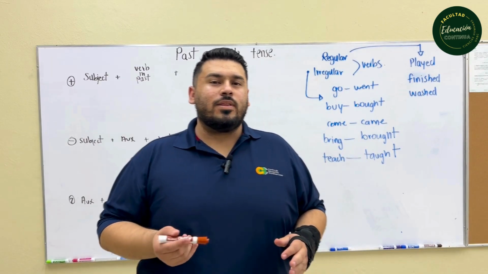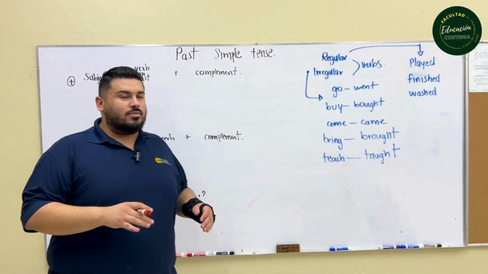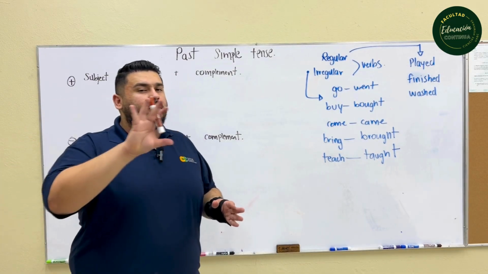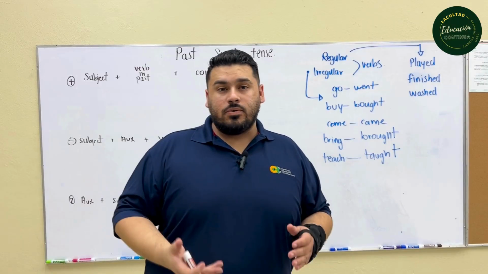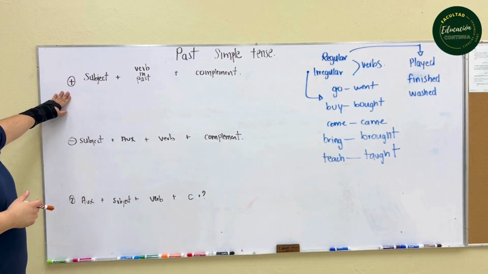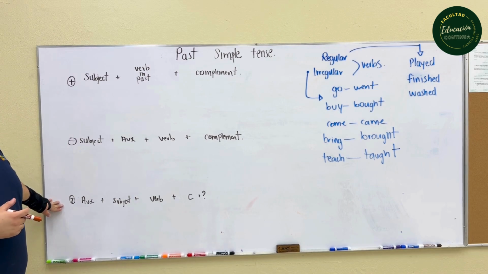Okay, guys, we're going to continue with the next part about the simple past tense, okay? All past simple tense. In this part, we're going to have another kind of structure, okay? We need auxiliaries. Now, let's see in this part. We have positive, negative, and questions, okay?